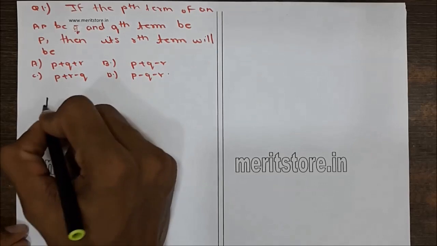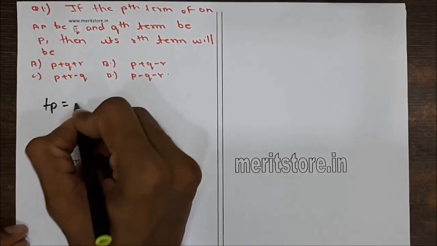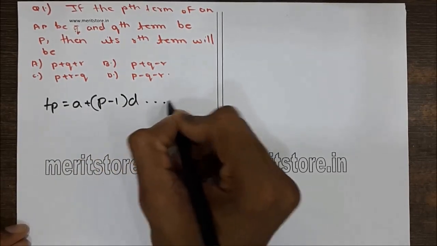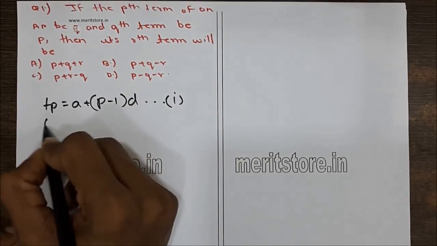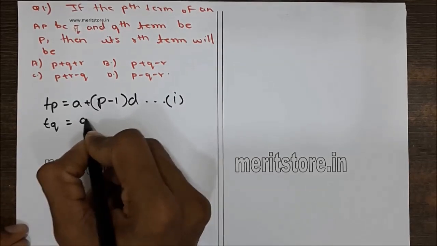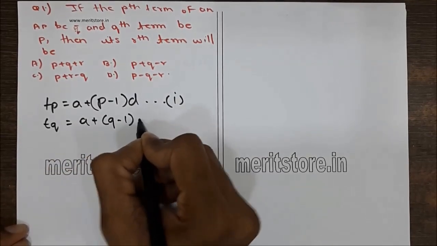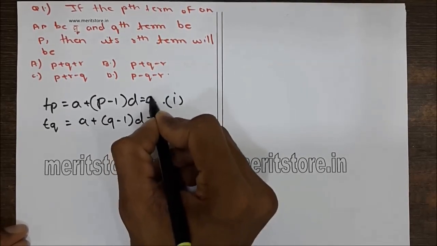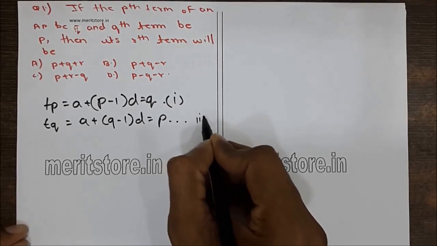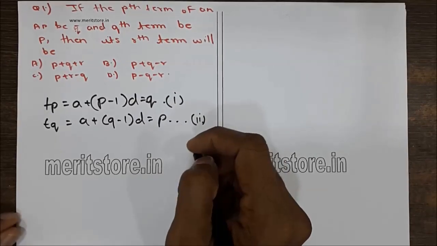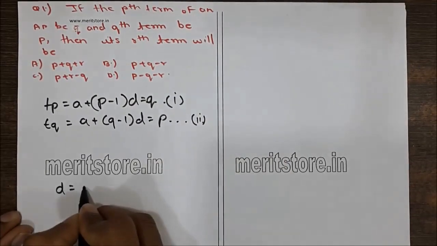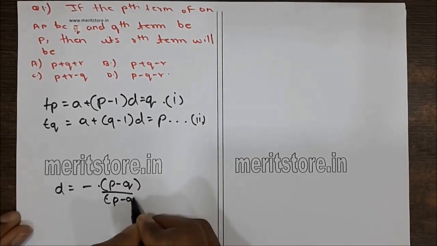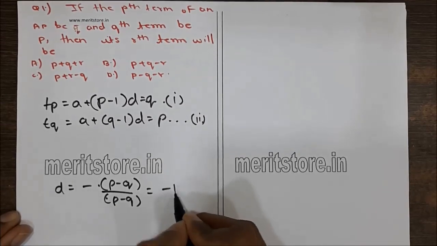Given that T of P is equal to A plus (P minus 1) D, which is equal to Q. Let this be equation number 1. T of Q is equal to A plus (Q minus 1) D, which is equal to P. Let this be equation number 2. From 1 and 2, we get D is equal to minus of (P minus Q) upon (P minus Q), which is equal to minus 1.